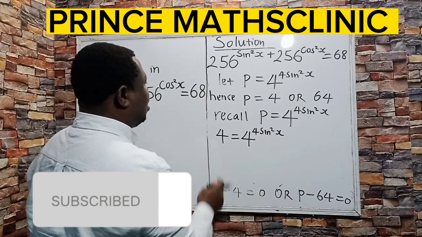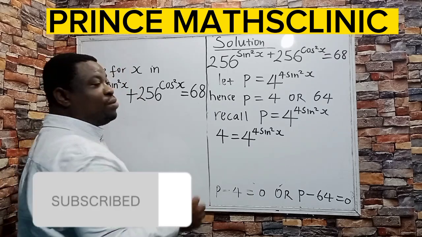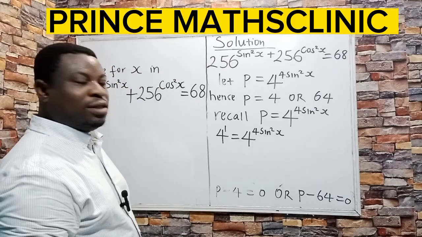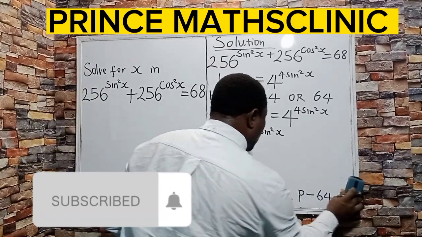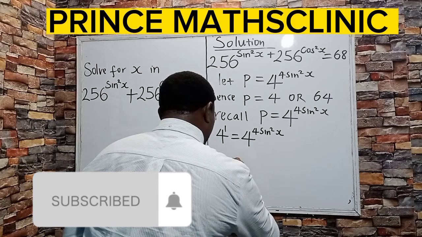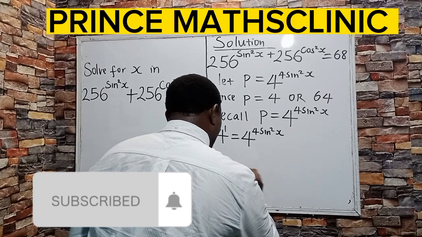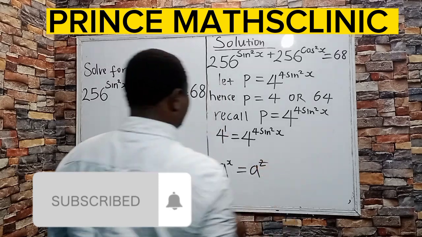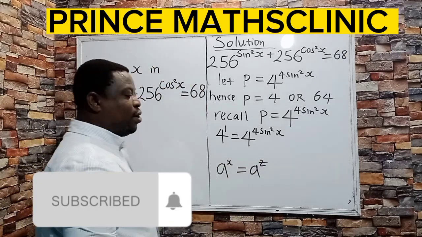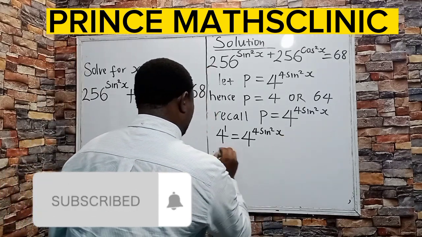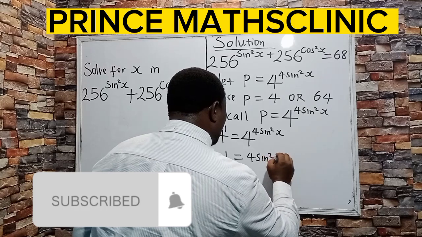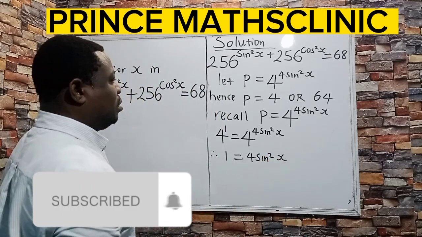So let's undo this part first. 4 is still the same thing as saying 4 raised to the power 1, right? Good. And we know from this law of indices that if we have a to the power of x equals a to the power of z, since the bases are the same, we can say that the powers are equal. Hence, we can say that our 1 is equal to 4 sine squared x.